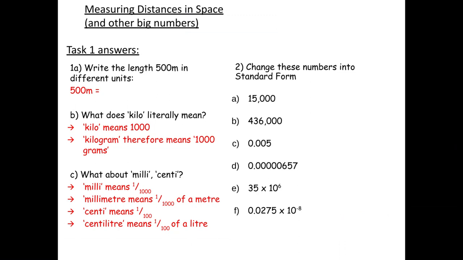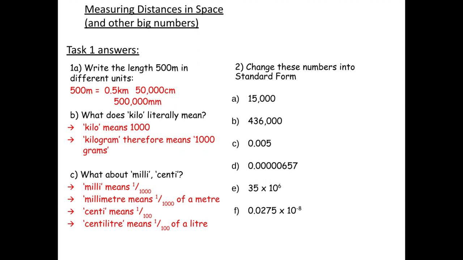So number one, write the length 500 meters in different units. You may have decided to do it in kilometers, which is 0.5. You may have decided to do it in centimeters, 50,000 centimeters, or you might have decided to do it in millimeters, which is the example that I suggested, 500,000 millimeters. You can see the next ones are already there.